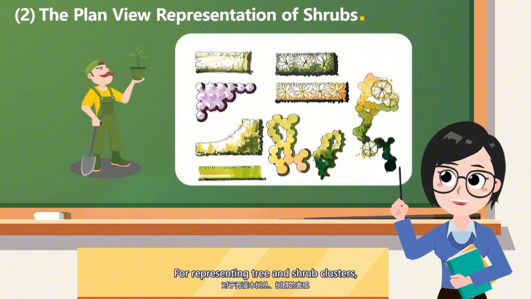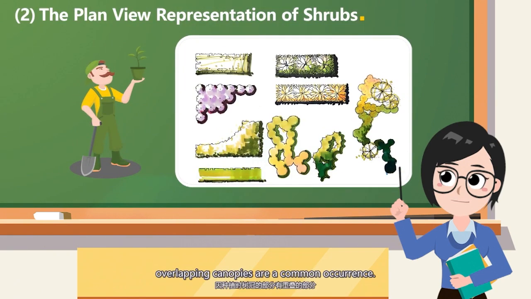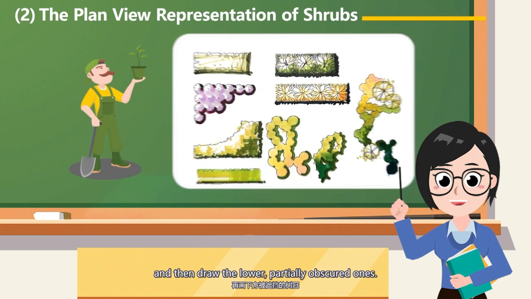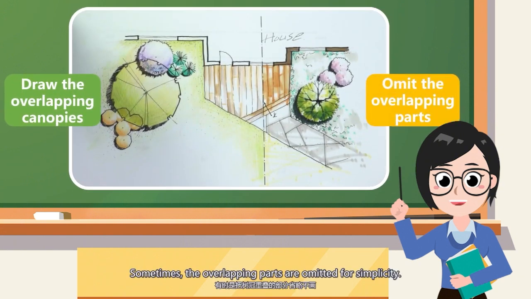For representing tree and shrub clusters, overlapping canopies are a common occurrence. When drawing these, start with the uppermost canopies and then draw the lower, partially obscured ones. Sometimes, the overlapping parts are omitted for simplicity.